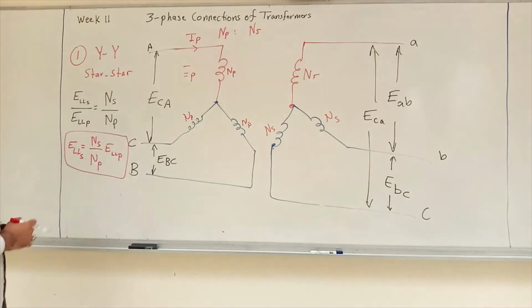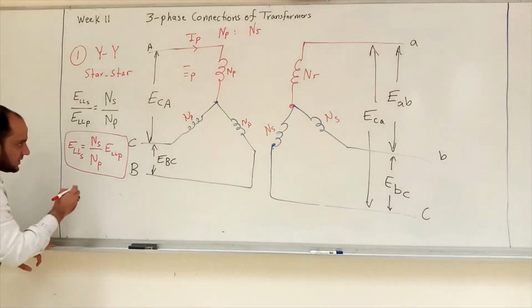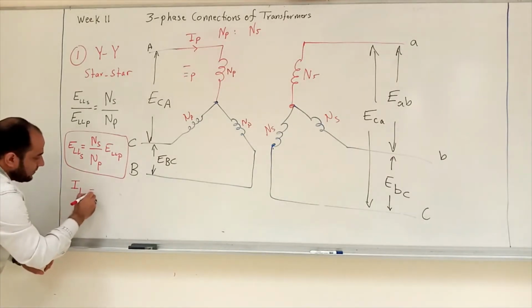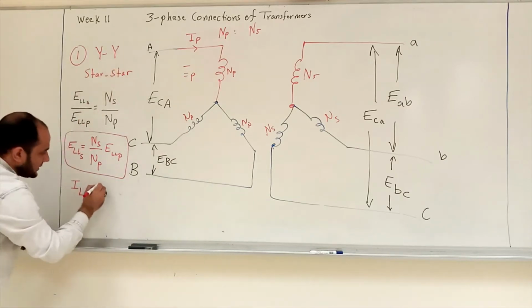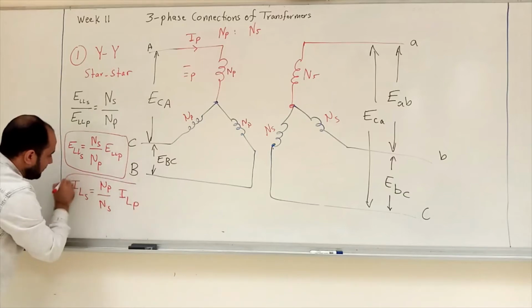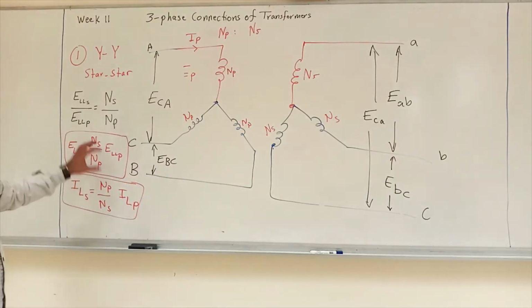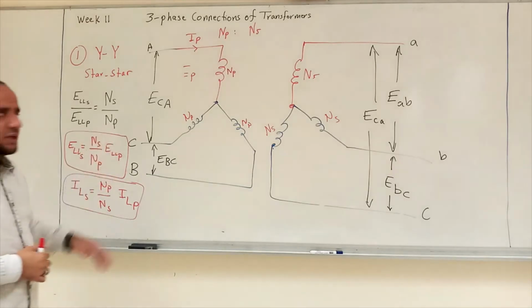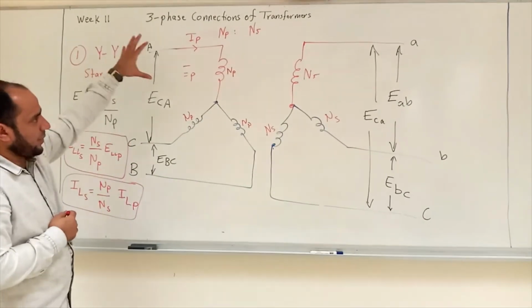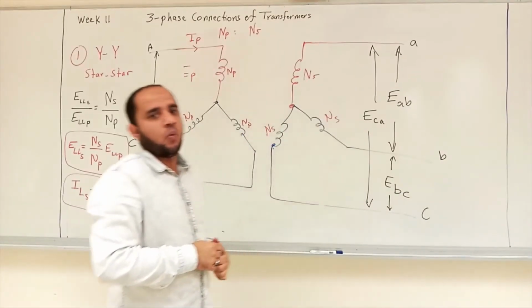Now based on this, what about the currents? The currents will be just opposite. So the I line secondary is NP over NS times I line primary. This is true only in Y connection. Now this configuration is rarely used actually due to the problems of unbalanced voltage and third harmonics and these things. But it's still there, right? So that's the first type of three-phase connection of transformers, star to star or Y to Y. The primary side is Y, the secondary side is Y.